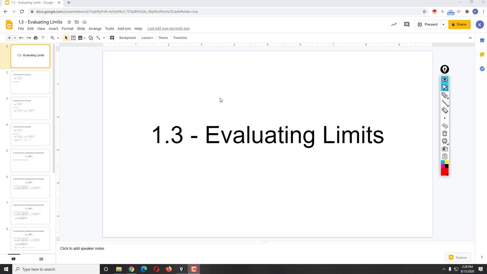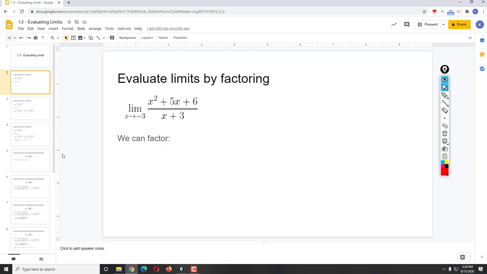Welcome to 1.3, Evaluating Limits. Evaluate here means calculate. There are different ways you can calculate limits.